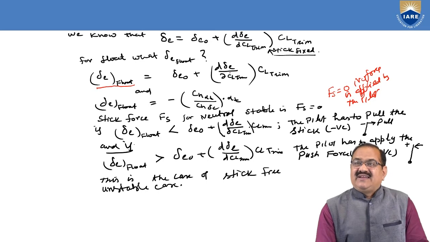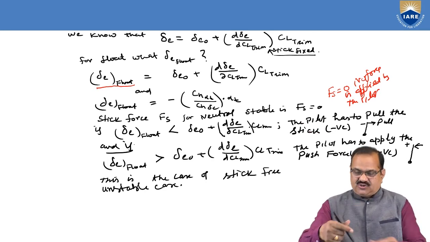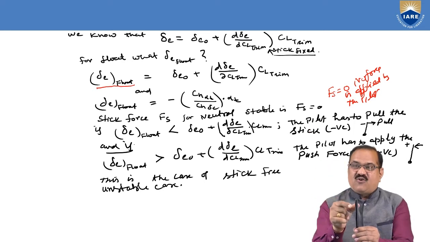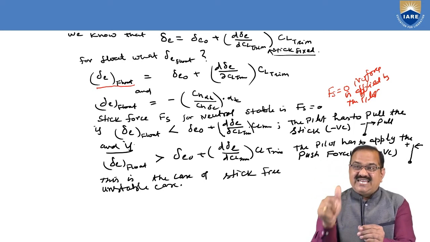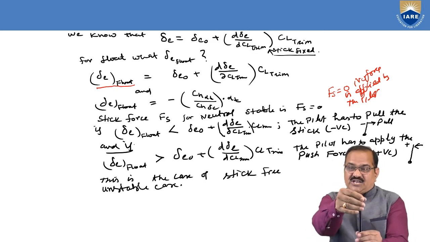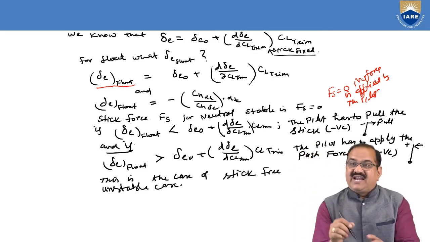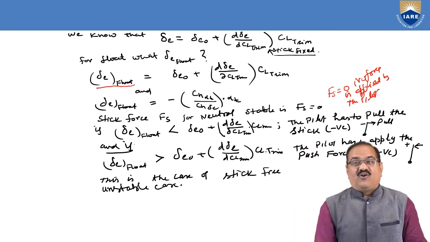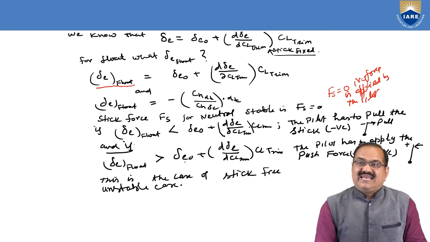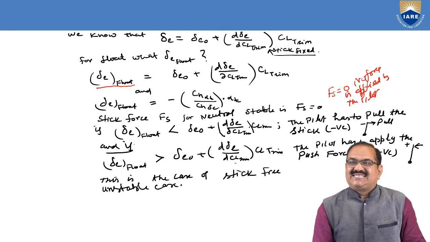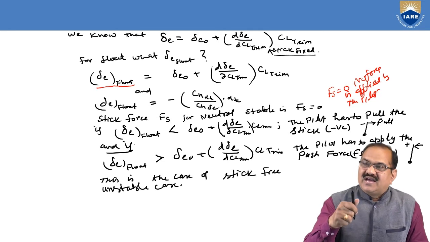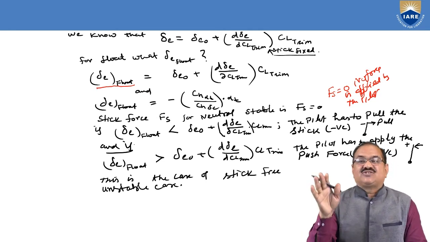Okay, if delta E float is less than delta E naught plus d delta E by d CL trim, the pilot has to pull the stick. Just see, if this delta E float is less than this quantity, he has to pull the stick. He has to pull means the elevator has to go upward. And if delta E float is greater than delta E naught plus d delta E by d CL trim, the pilot has to apply a push force on the stick, and at that time the elevator has to go down.